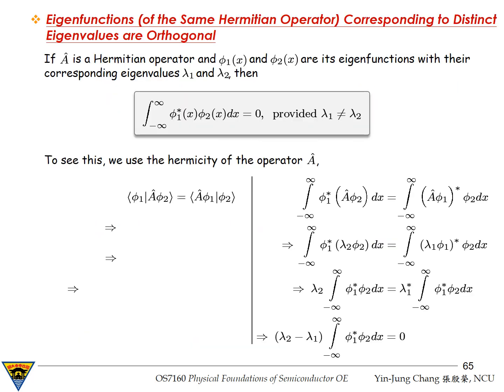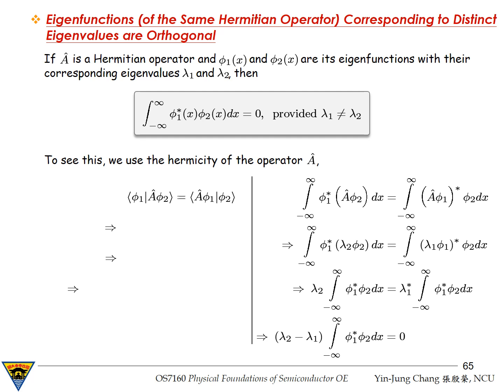Now we turn to the second important theorem. Eigenfunctions of the same Hermitian operator corresponding to distinct eigenvalues are orthogonal. Suppose A hat is a Hermitian operator, and suppose phi 1 and phi 2 are eigenfunctions of the operator A hat with eigenvalues lambda 1 and lambda 2 respectively. Then the inner product of phi 1 and phi 2 must be 0, provided lambda 1 is not equal to lambda 2.